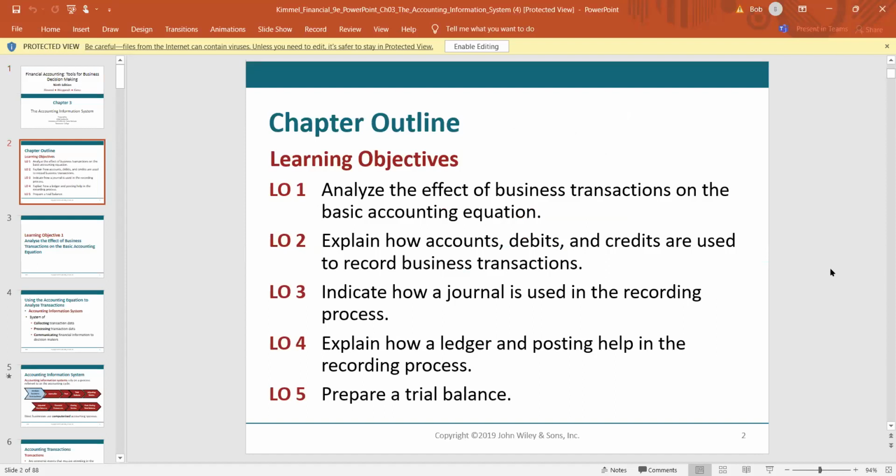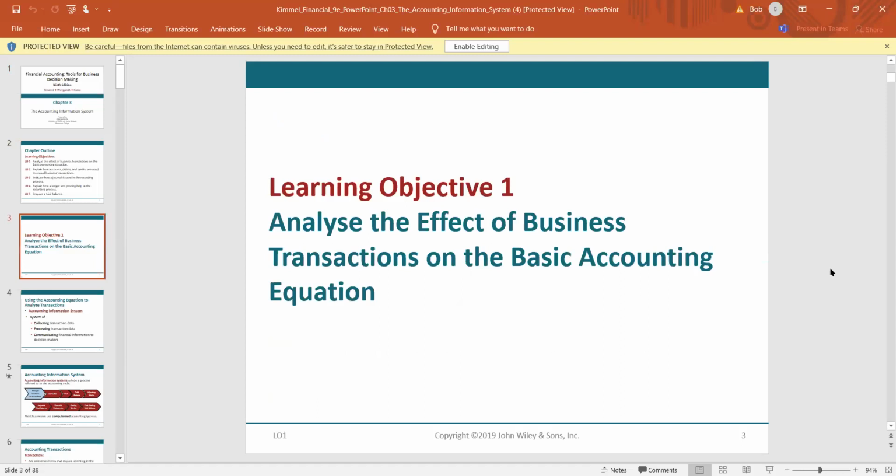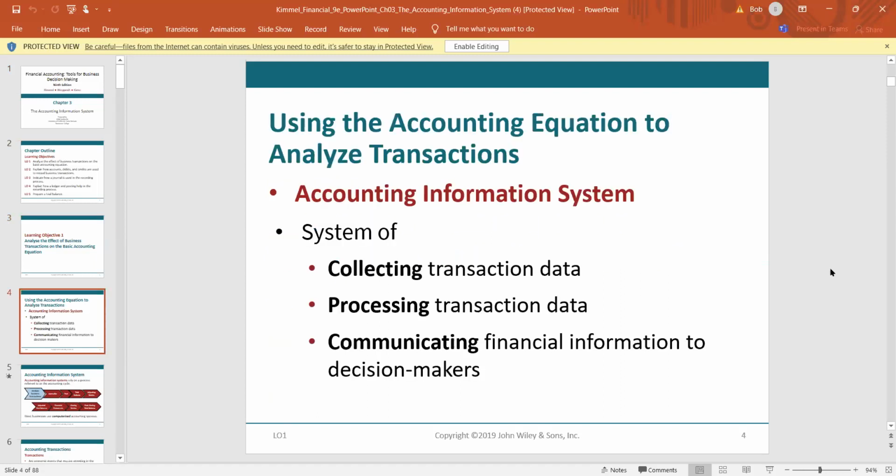They always talk about these learning objectives: analyze the impact of the business transactions. We're going to be doing that. Debits and credits, you're going to find out about the use of a journal and the general ledger, and eventually preparing a trial balance. Analyze the effect of business transactions on the basic accounting equation. You notice they spell analyze with an S. I believe this is a British publisher.